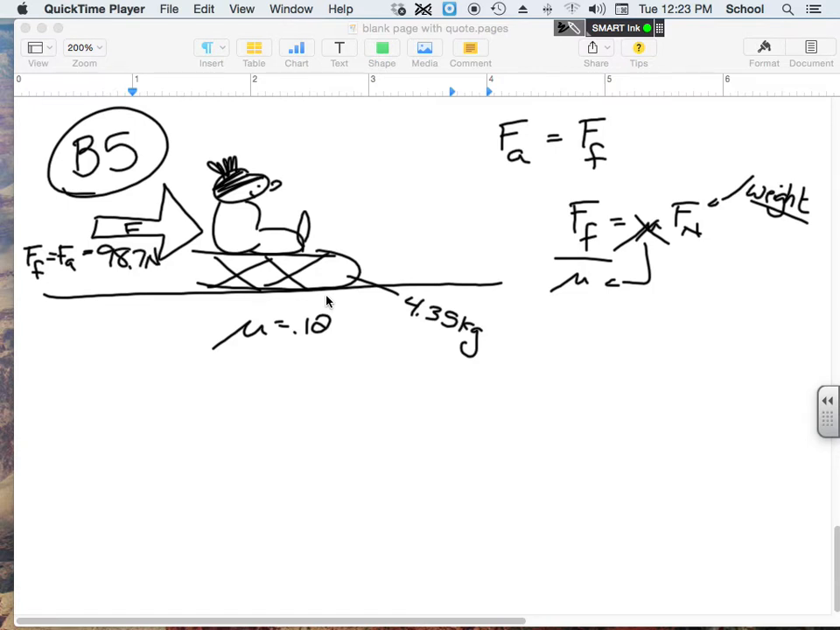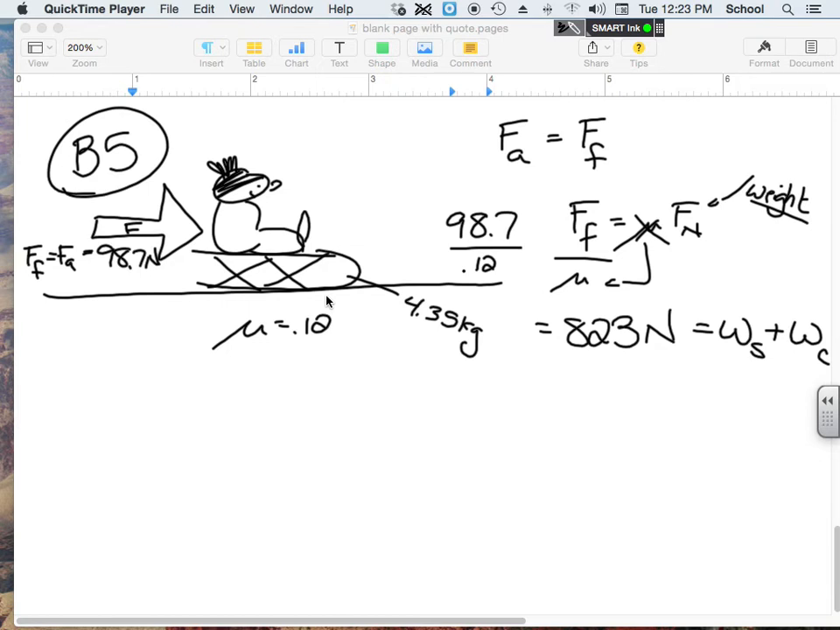So let's try that. We have 98.7 divided by 0.12, and that gives me 823 newtons, right? Now, that is going to be the weight of the sled plus the weight of Cindy, because both Cindy and the sled are pushing down into the ground.